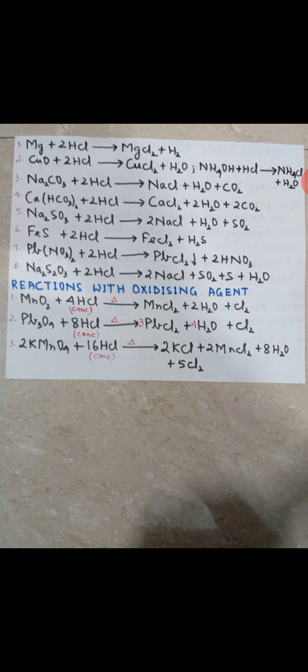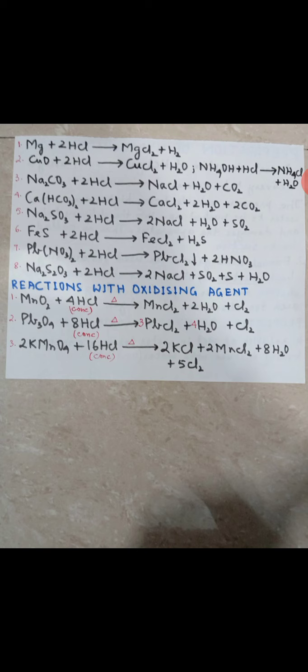FeS plus HCl will give you FeCl2 plus H2S, or Na2S sodium sulfide, or copper sulfide. Got it? Copper sulfide is black in color. It reacts with HCl to give you copper chloride. You know what the color of copper chloride is? Blue. It is blue in color.